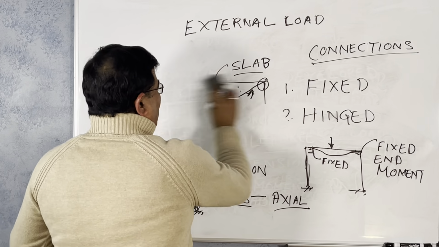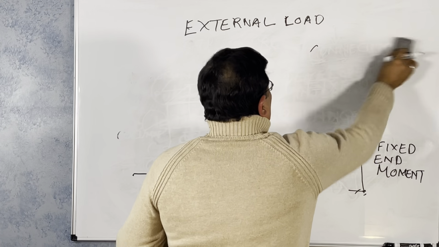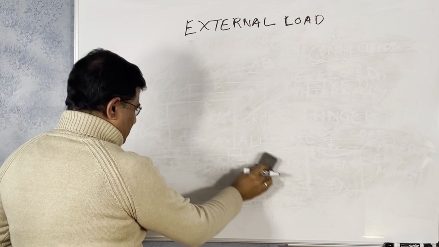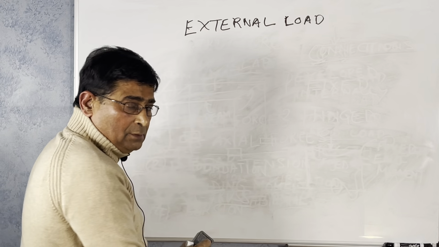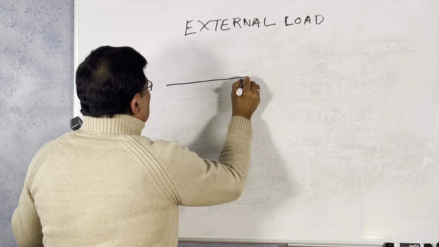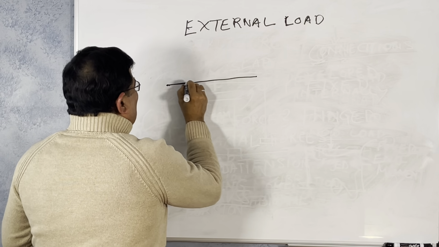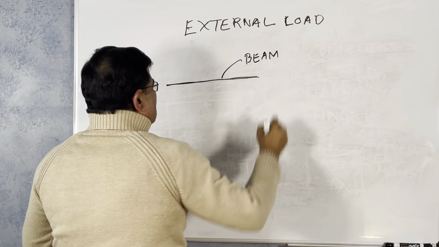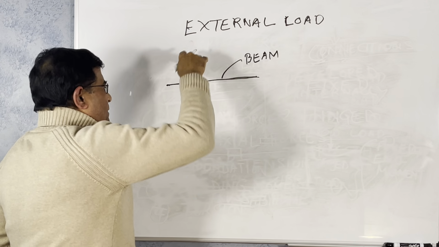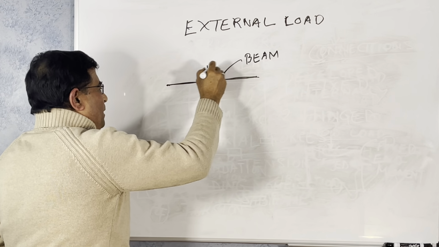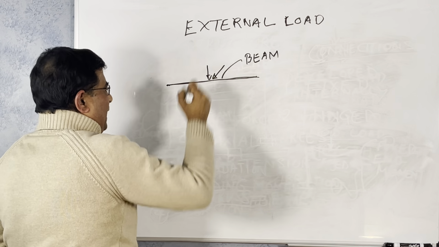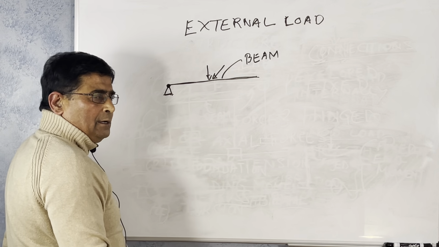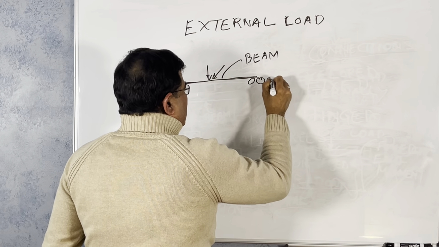Now, when you talk about fixed and hinge, we will be discussing it when you draw the bending moment and shear force diagram, after a few lectures. What happens? The very simplest form of structure is a beam. A beam takes the vertical load. The simplest form is that we have a hinge here and a roller support there.